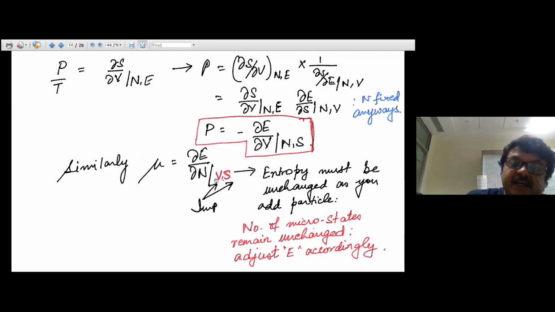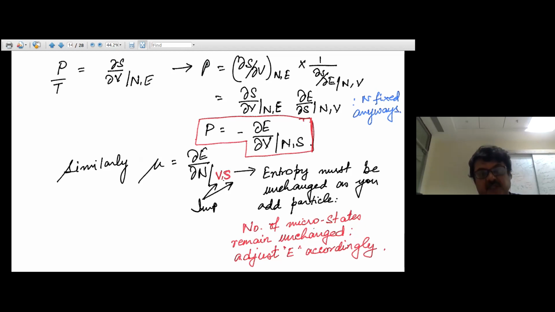But remember, it has to be done at constant volume. Boundary conditions you keep the same. Okay, the box size you keep the same. But it has also to be done at constant S. Entropy must be unchanged as you add the particle. So number of microstates should also remain unchanged. So one has to adjust the E value, the total E of the system accordingly, so that the number of microstates remains unchanged. So it's not just about take a box of particles, add another particle. If you add another particle, its energy will also change, right? But then its entropy will also change.